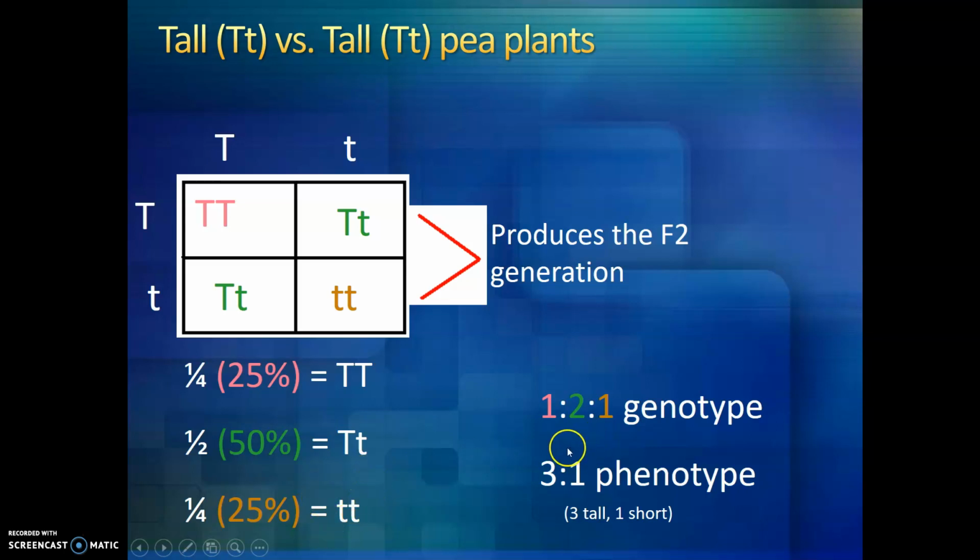So your genotype is 1 to 2 to 1, and a 3 to 1 phenotype. 1, 2, 3 talls and 1 short. 3 tall, 1 short. 1 big T big T, 2 big T little t, 1 little t little t, that's our genotypic ratio, and 3 tall, 1 short is our phenotypic ratio.